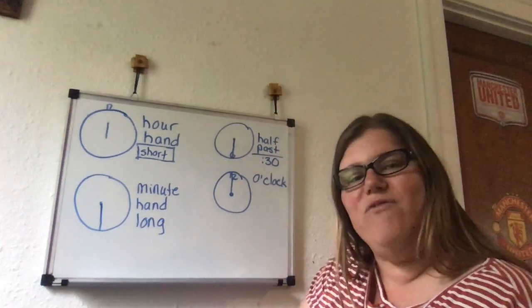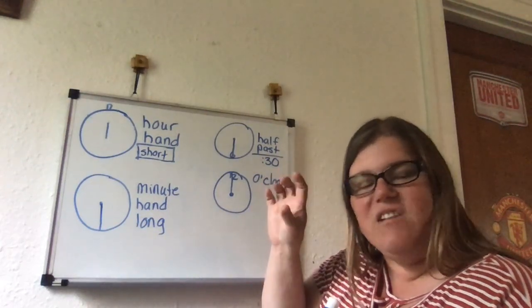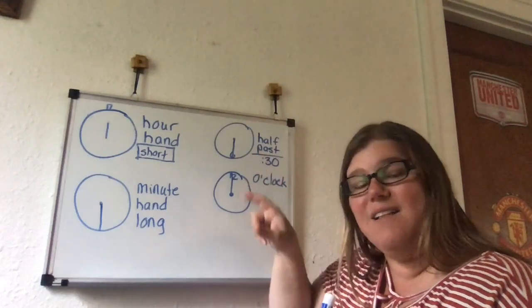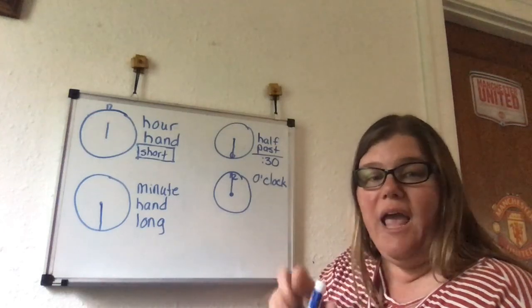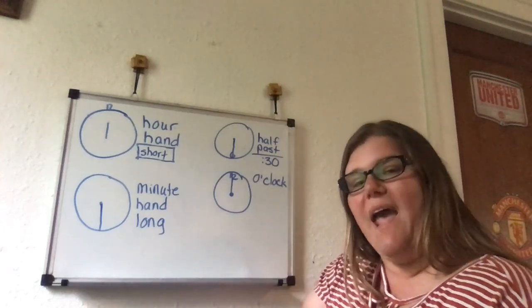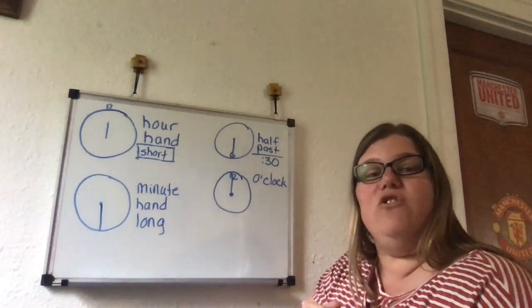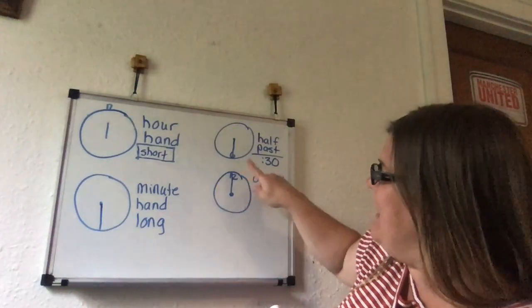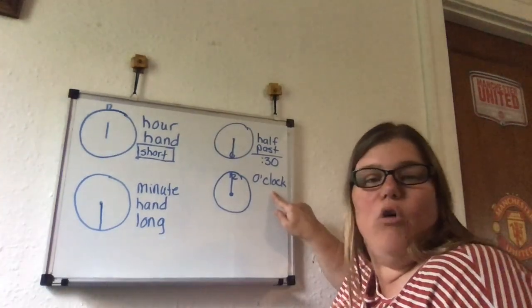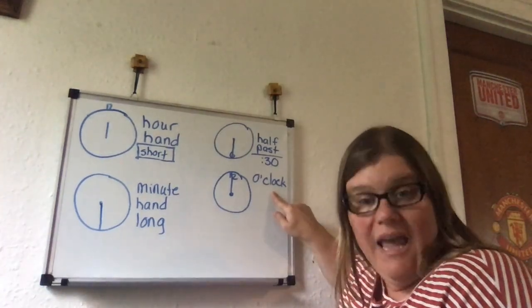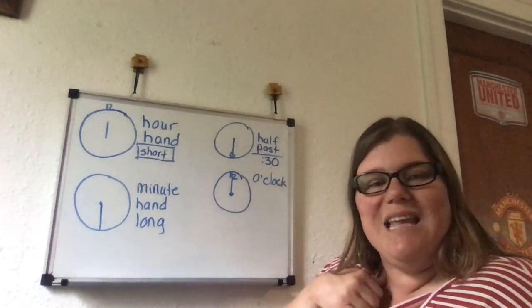So I have the hour hand pointing straight up, and it's the short hand. It can be pointing lots of different places. We have the minute hand. It's the long hand. So half past, when we're talking about the minute hand, is 30, and it's pointing down at the 6. And then when we're talking about o'clock, it's the long hand again. It's pointing up at the 12. So we're going to try one together now.